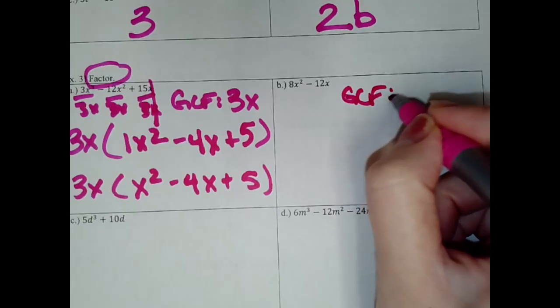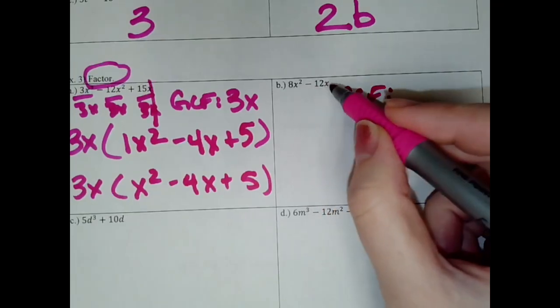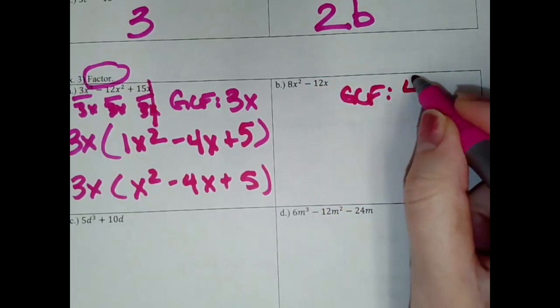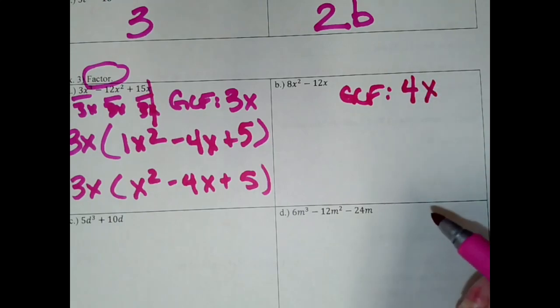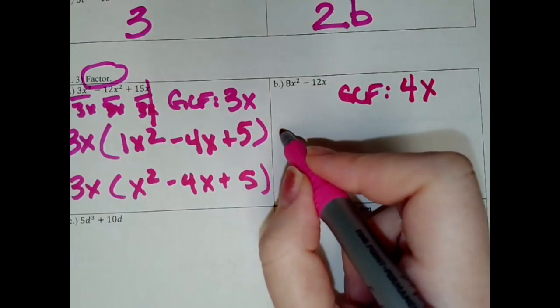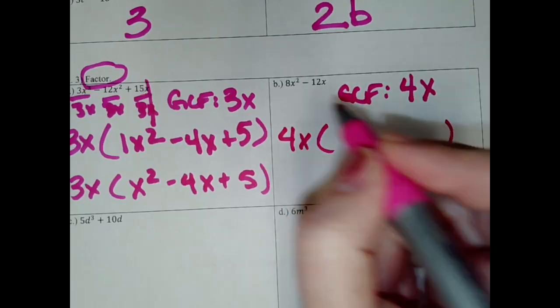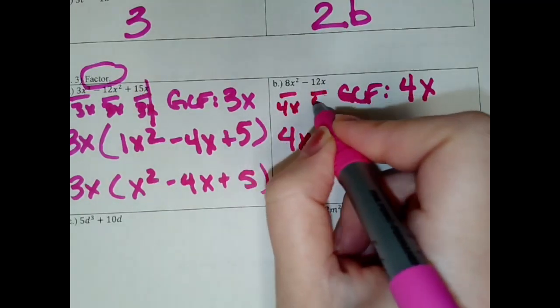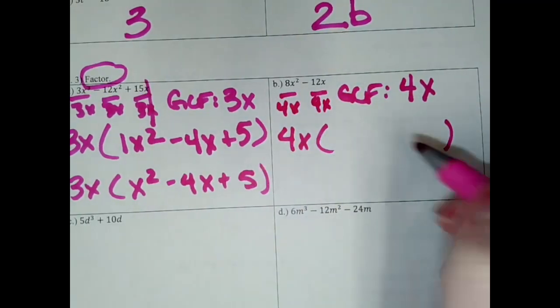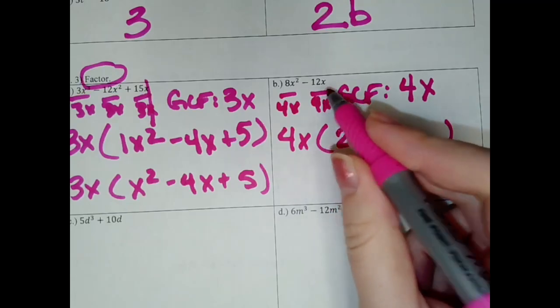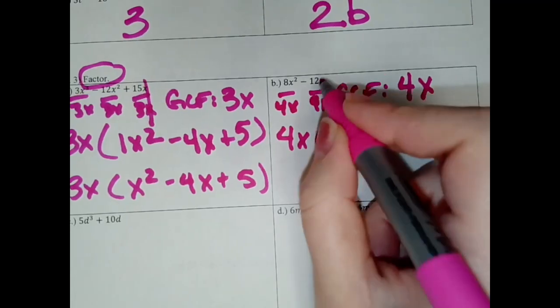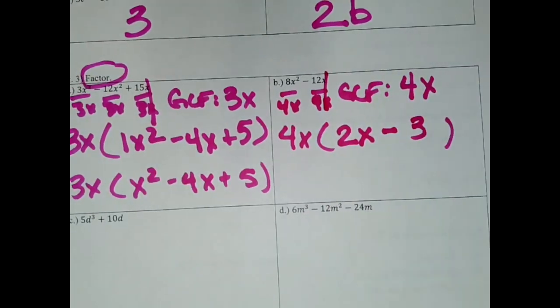GCF here. Both of these are divisible by 1, 2, and 4. You always want to pick the biggest common factor. So we're going to do 4 and then x. So 4x, if I divide each of these by 4x, I'm writing inside of the parentheses what remains. So that gives me 2x minus, and then 12 divided by 4 is 3. The x's cancel. So that's my answer right there.